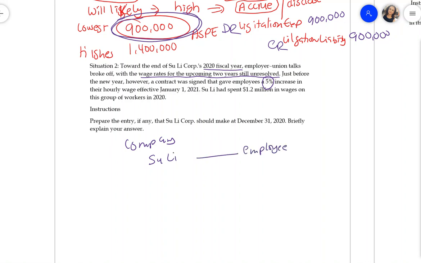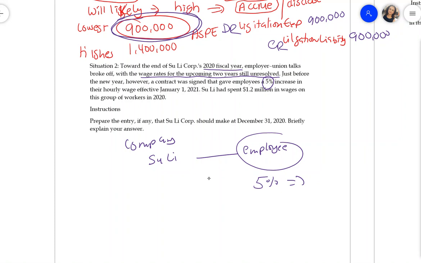They were in a dispute with the union, and the union fights on behalf of the employees. The union wanted a 5% increase for the next 2 years, a 5% increase in their hourly rate.